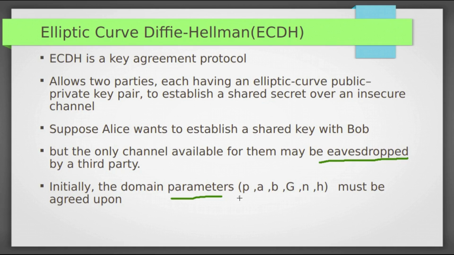Here, P is the prime that specifies the size of the finite field. A and B are coefficients of the curve equation. G is the base point. Small n is the order of the subgroup. H is the cofactor of the subgroup.